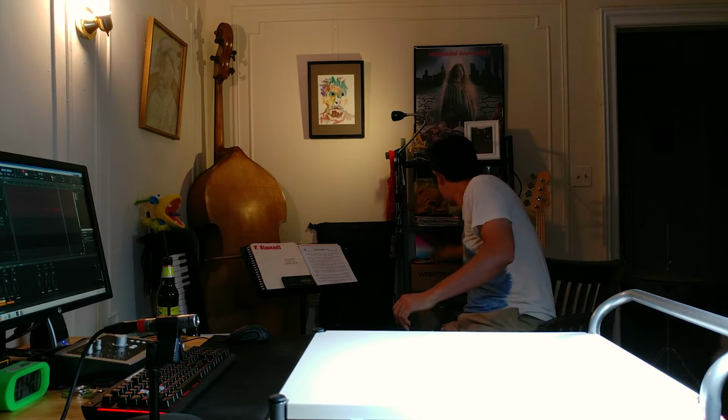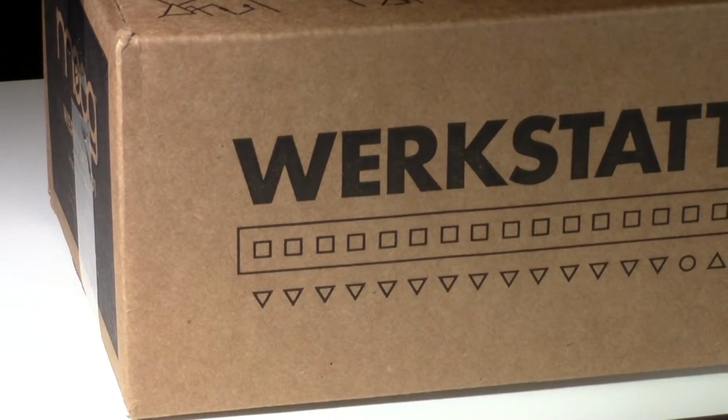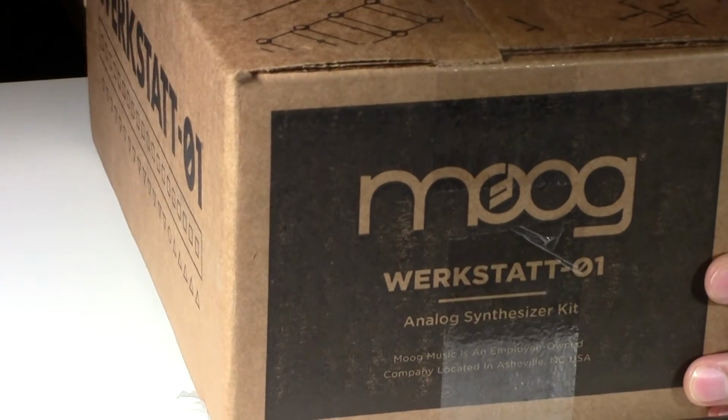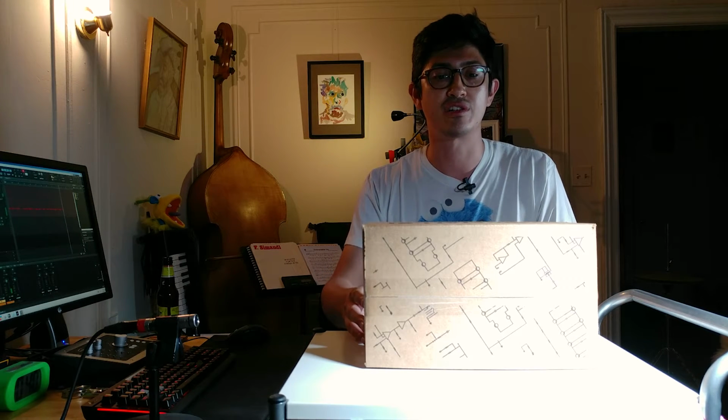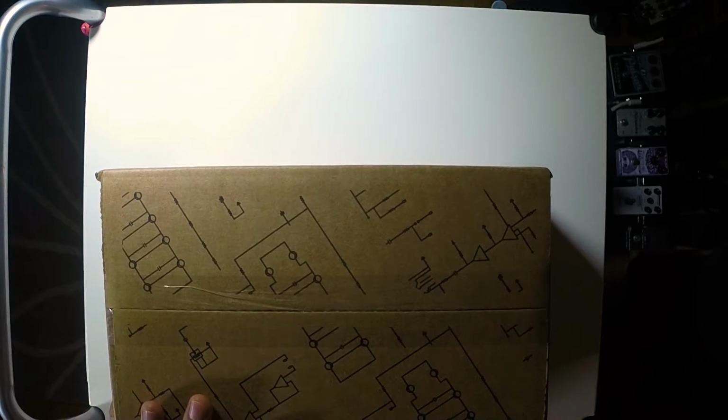What are we even doing here? So yesterday, I'm looking at Craigslist, and this guy has got this thing for sale. It says Moog Werkstatt. And I never really heard of this thing, but it turns out this is a simple synthesizer thingy that was some kind of kit that they did at some kind of trade show or convention or something. Who knows? I'm gonna call it the Werkstatt from now on.